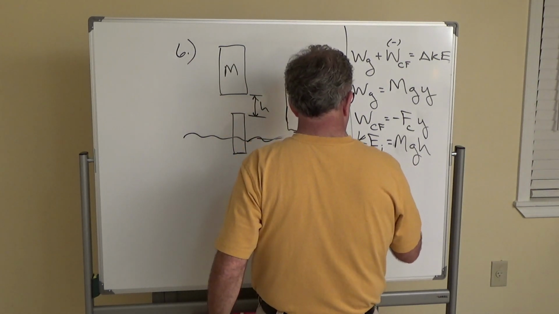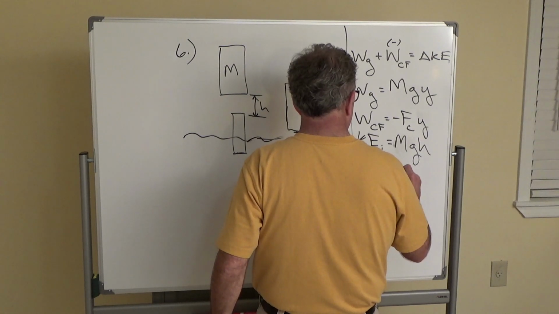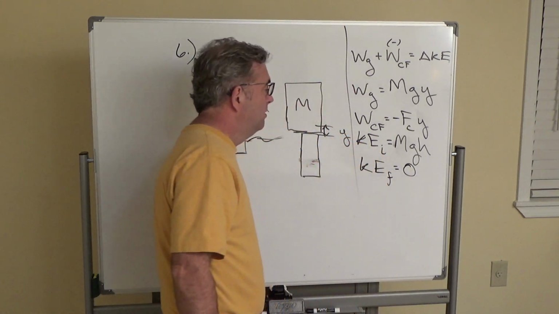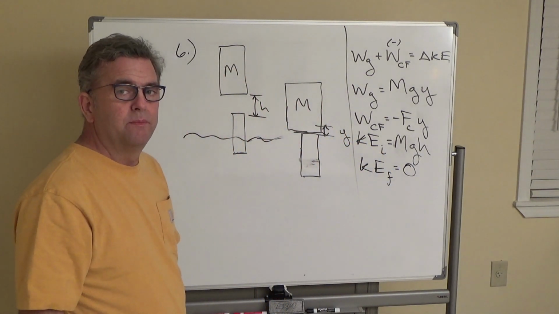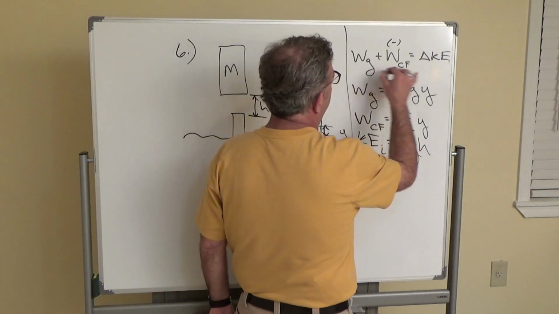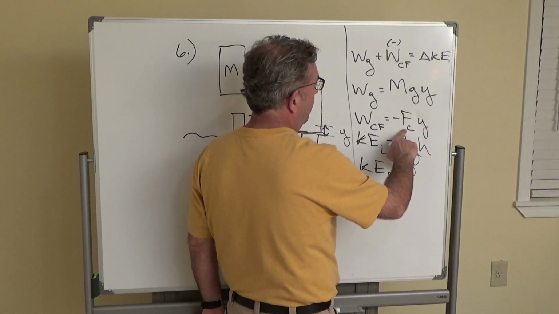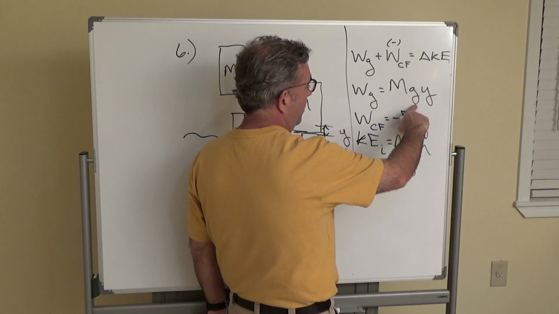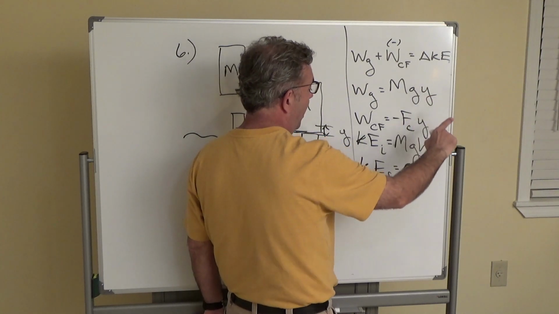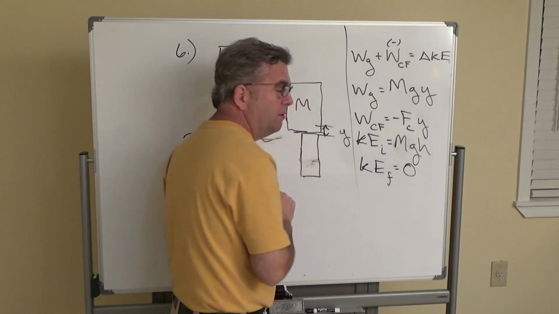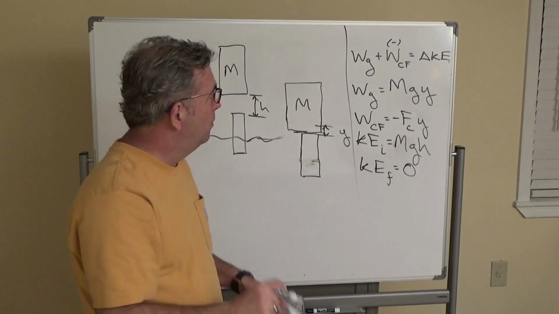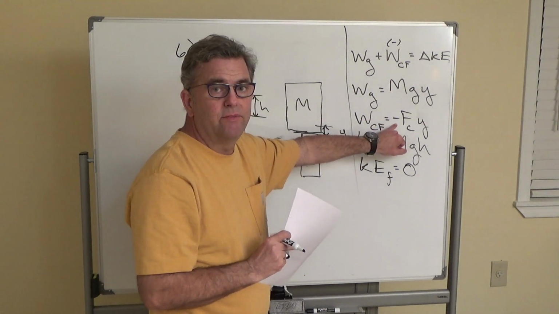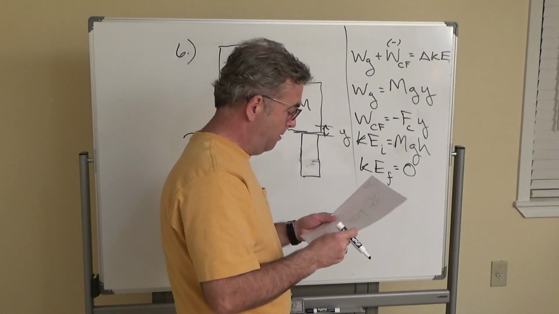The final kinetic energy is going to equal what? It comes to rest. 0. Now you can go back to this and figure out the contact force. You know M, that's the acceleration due to gravity. You know y, you know h. The only unknown is the contact force. Don't forget that negative. Okay.